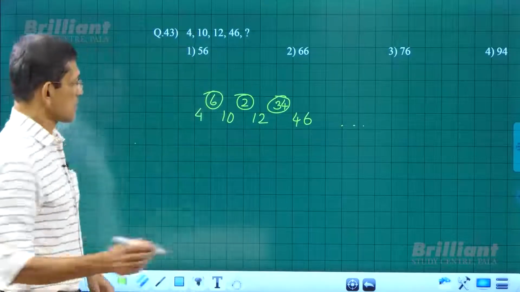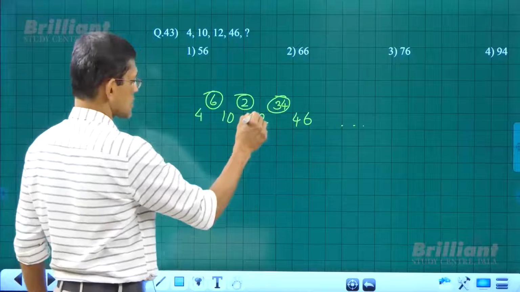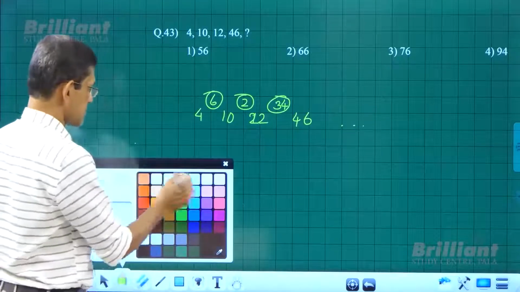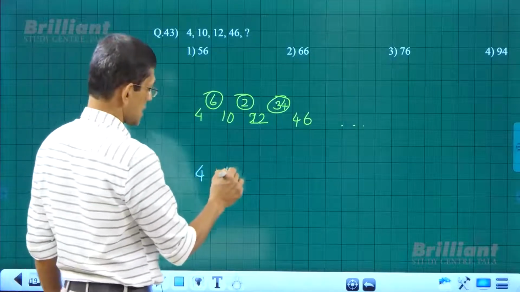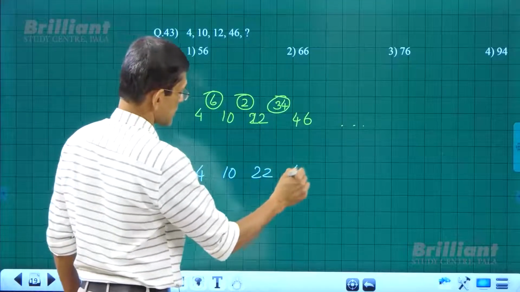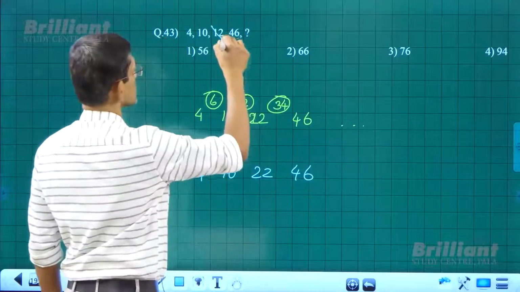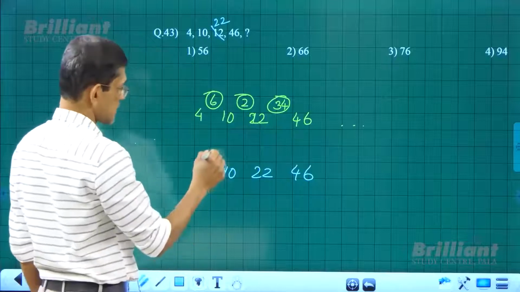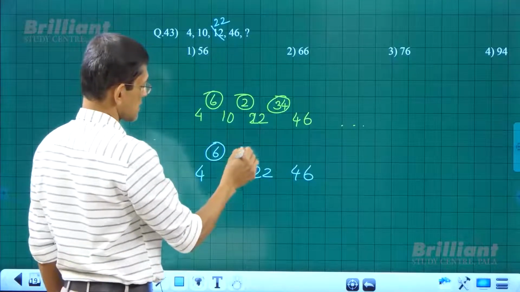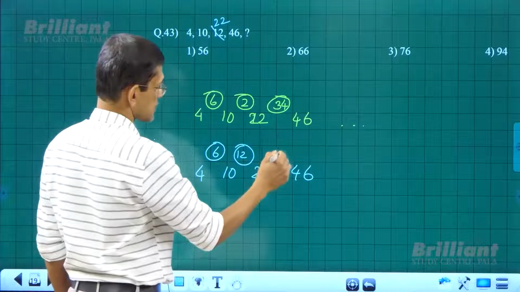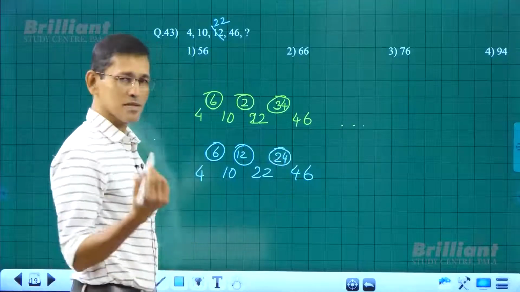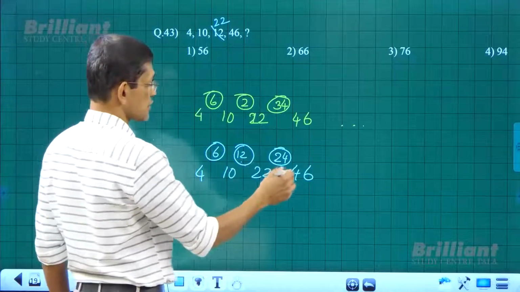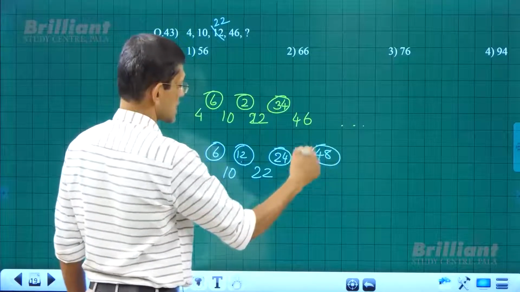Let me check it. You know what, actually this is 22. It's not 12. So, let's write it down. 4, 10, 22, and 46. So this is not 12, it is 22. So when you look at the differences, it's 6, and this is 12, and this difference is 24. It's pretty simple actually. 6 into 2 is 12. 12 into 2 is 24. 24 into 2 is 48.